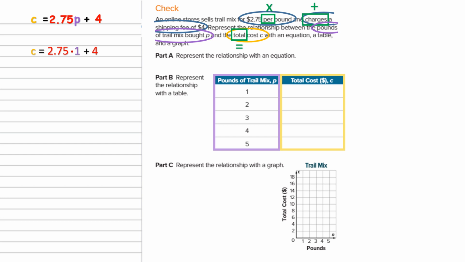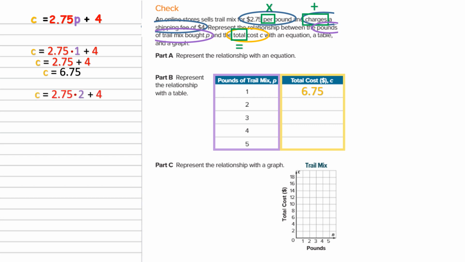So we start with the numbers that are given in my independent column. So I'm going to take 2.75 times 1, which is 2.75. I'm going to add 4 to it. Now keep in mind that if I'm stacking those on my paper to show my work, and I have 2.75, that would be 4.00 added together. Right? I'm only going to add the whole numbers together and leave that 0.75 alone. So that would give me 6.75, or $6.75 for my total cost if I buy 1 pound of trail mix.